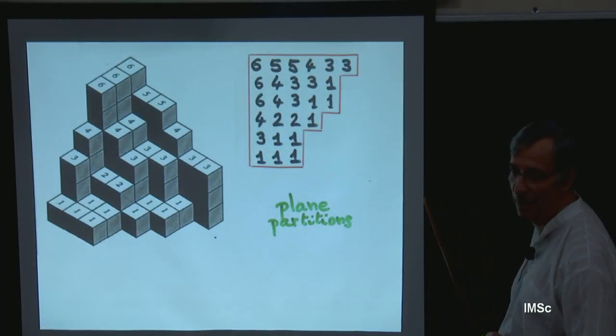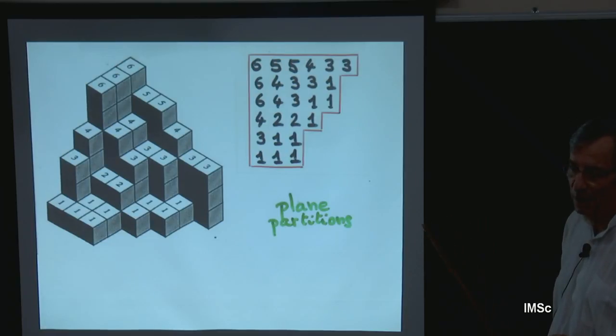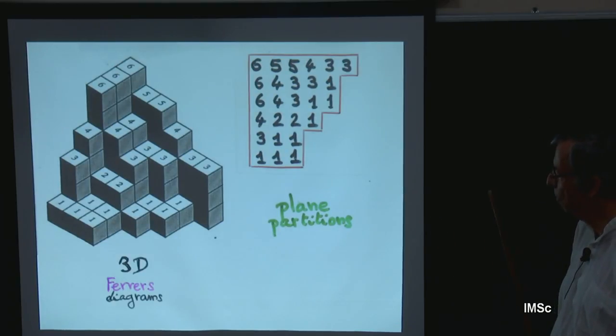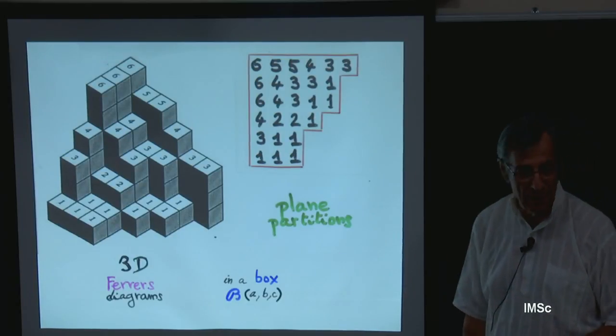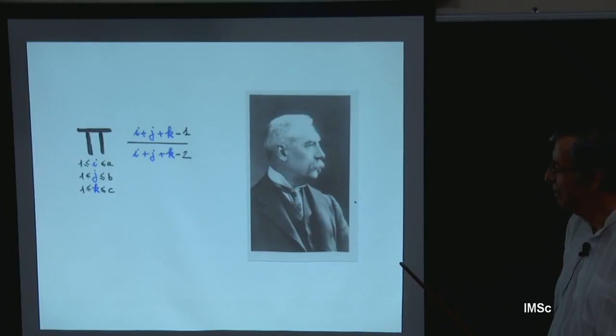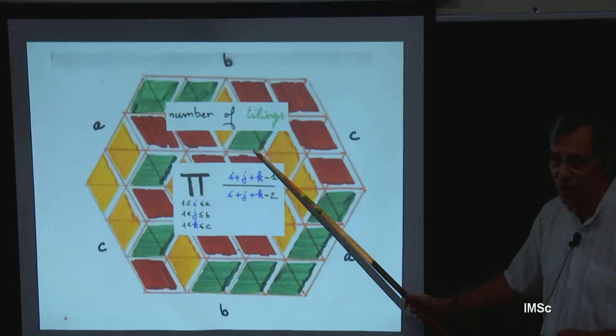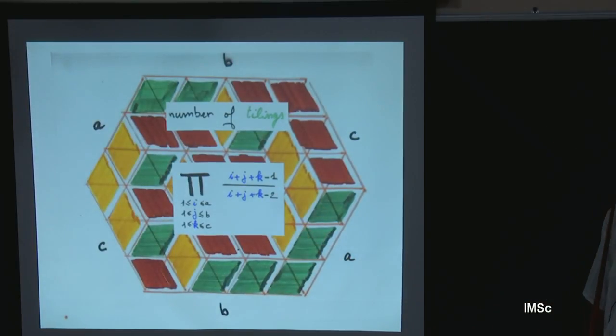So in fact, tiling of the hexagonal lattice is exactly counting 3D Ferrers diagrams or counting plane partitions. So tiling of a hexagon with sides a, b, c is exactly counting plane partitions in a box. So this is the MacMahon formula we have seen last time. And so the number of such tilings with calissons is exactly given by this nice formula.